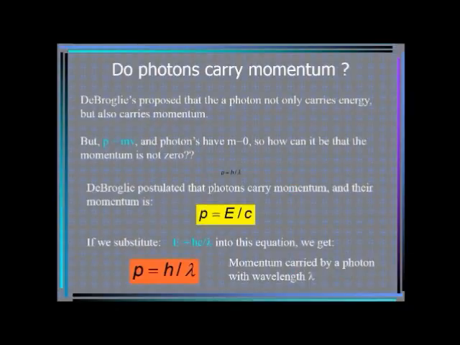Now there is another question: do photons carry momentum? One of the greatest scientists, de Broglie, proposed that a photon carries not only energy but also momentum, that is p equals mv. Photons have mass equal to nearly 0, so how can it be that the momentum is not 0? De Broglie postulated that photons carry momentum, and the momentum is given as p equals E by c, or by Planck's constant over the wavelength, h by lambda.